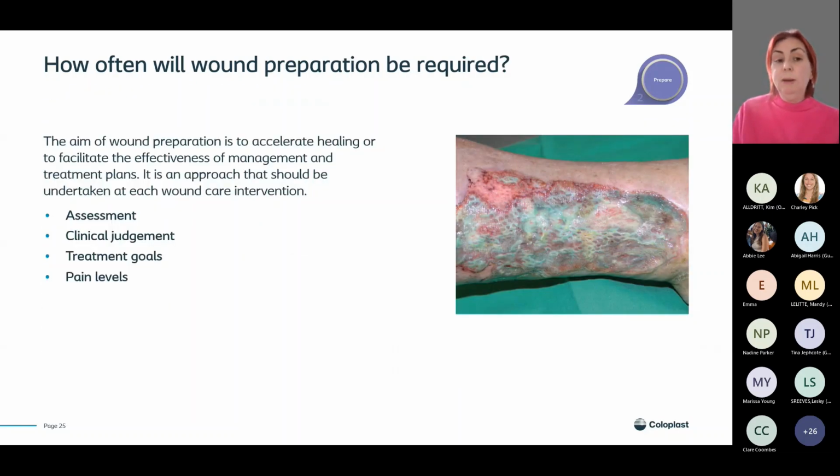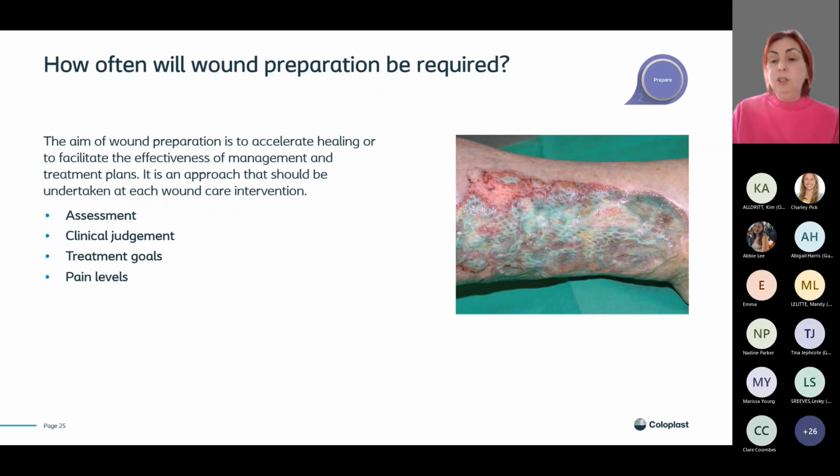So how often should we do wound preparation? Well, what we want to do is to accelerate healing or facilitate the effectiveness of the dressings that we are using for the wound management of this patient within that patient's treatment plan. And really, we need to be doing wound preparation at each wound care intervention. And that might seem a bit alien to some people. And you might think, well, I do wound preparation, I use my gauze and a bit of sterile water or whatever when I remove the dressing. But really, how effective is that wound preparation in getting the best out of the dressing that you are going to subsequently use for the patient?